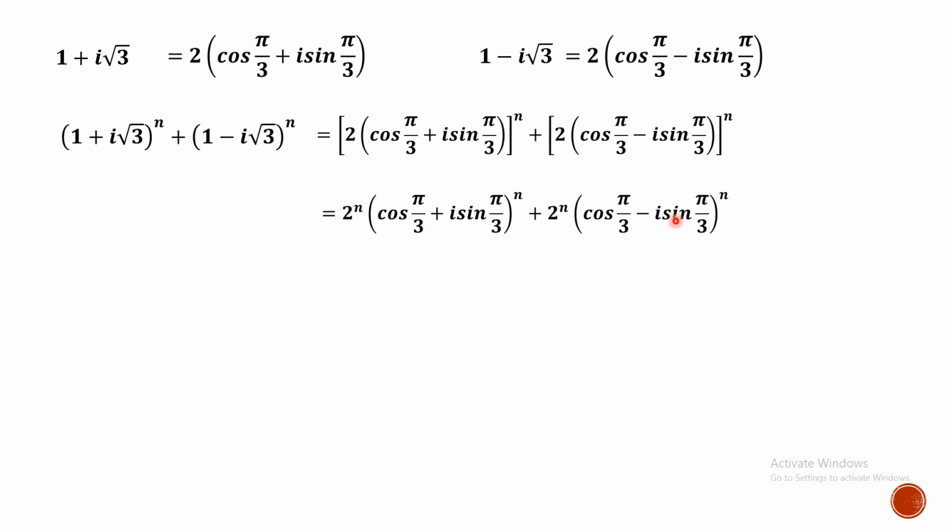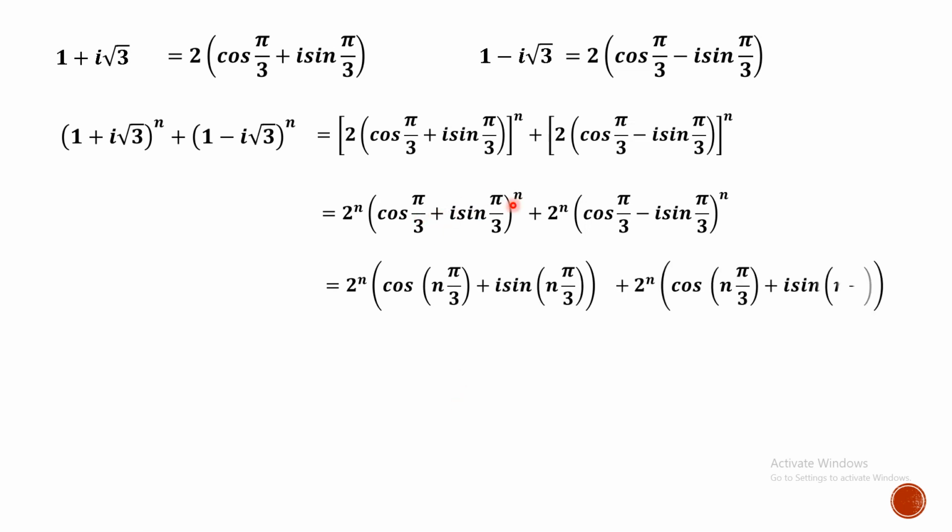Also to this. Now according to De Moivre's theorem, we just bring this power n to the angle. So if we bring this n inside, we get 2 power n into cos n pi by 3 plus i sin n pi by 3. The same way, 2 power n into cos n pi by 3 minus i sin n pi by 3. Minus i sin n pi by 3.